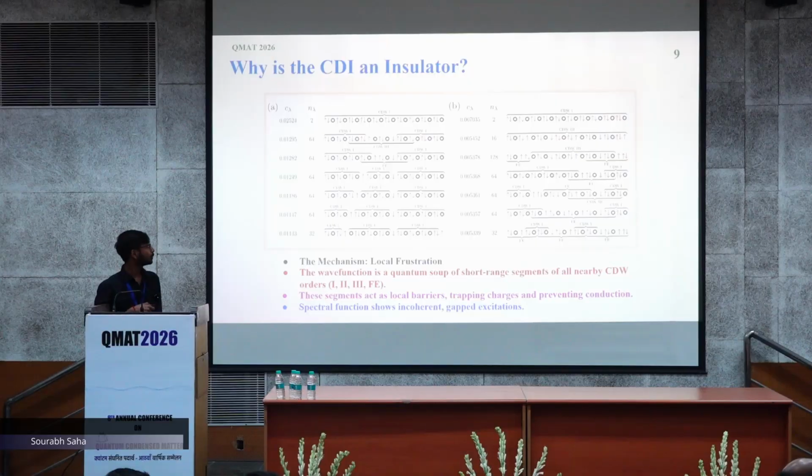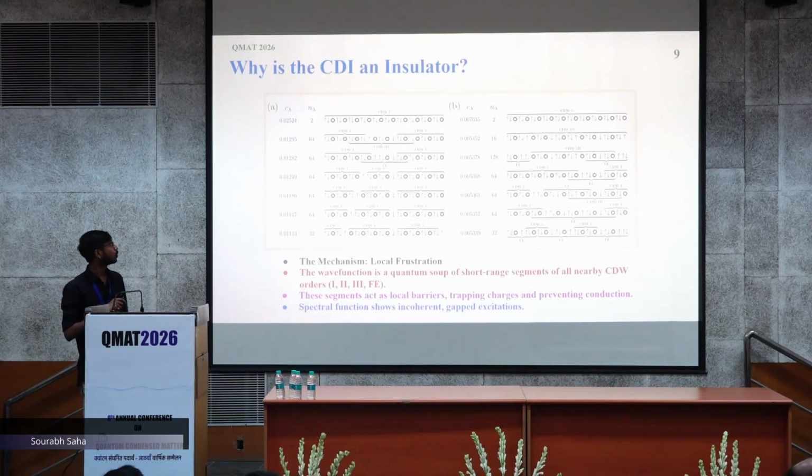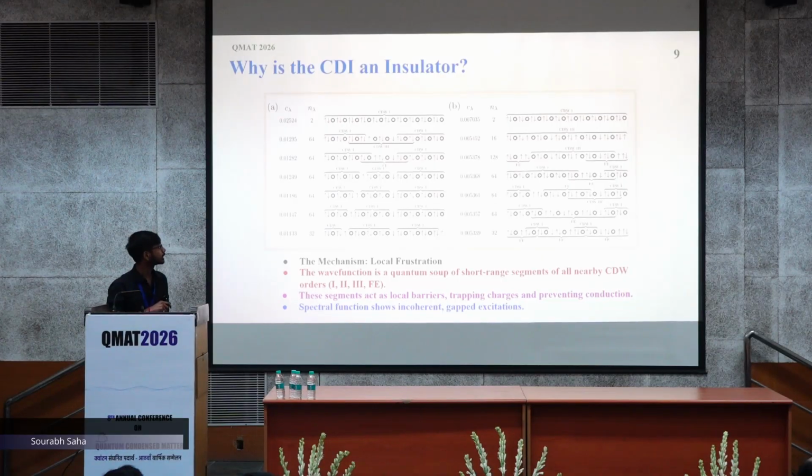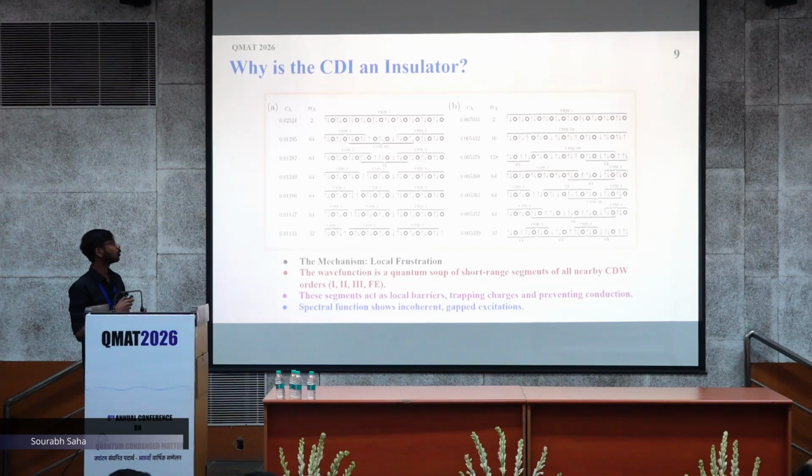If you look at the wave function carefully, you can see it's not completely random. It's a quantum superposition of various short-range charge order states, like little patches of charge density wave 1, charge density wave 2, ferroelectric, and all are competing with each other. And they prevent the electron from moving throughout the whole system coherently. And that's why it's an insulator. So it's a frustration-induced localization that prevents the electron from moving throughout the whole system, and it is not a Mott insulator, nor is any long-range charge order generated.